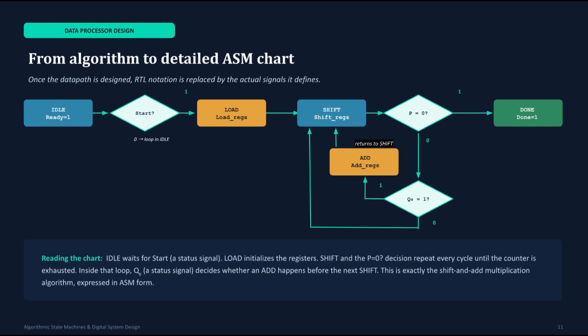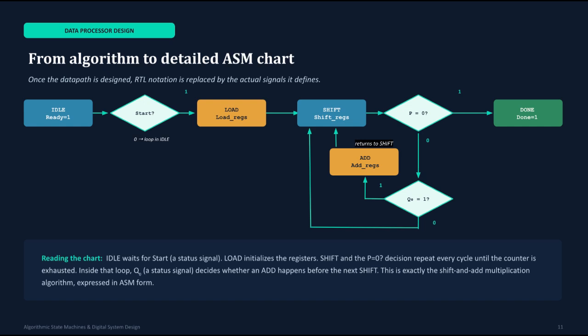Shift then asserts shift_eggs on every iteration, shifting C, A, Q right by 1 bit. The decision P equals 0 checks the counter. While it's still non-zero, we drop down to check Q0, and only if that bit is 1 do we assert add_eggs in the ADD block before looping back to shift. Once P equals 0, we assert done and finish. This is the shift and add multiplication algorithm, expressed entirely in ASM notation with real signal names instead of pseudocode.